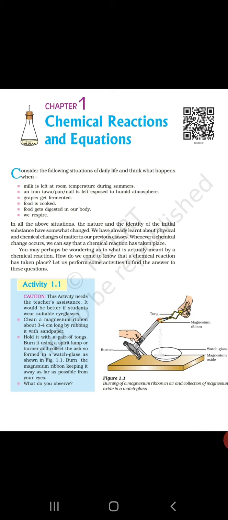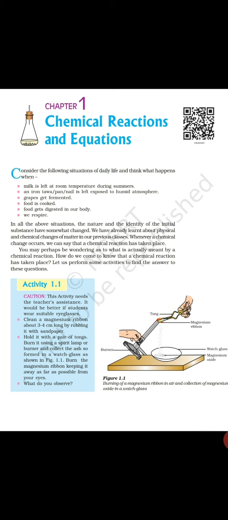This is our first chapter of chemistry in our 10th standard. The chapter name is Chemical Reactions and Equations. In this chapter we shall learn about chemical reactions, different chemical reactions, equations and their balancing, types of chemical reactions, corrosion and rancidity. These are all the topics we shall learn in this chapter.